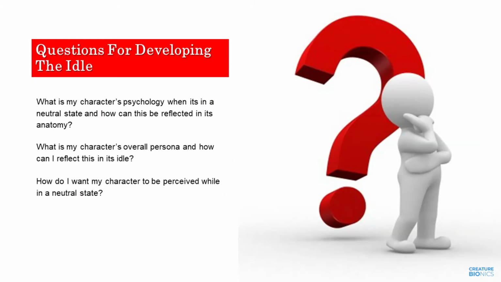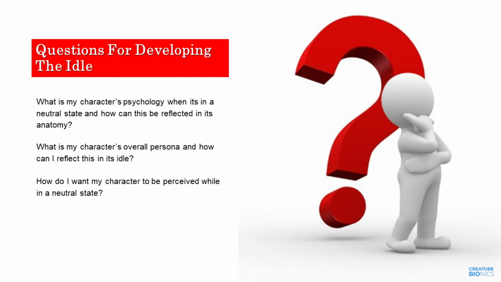A couple of questions for your idol. What is my character's psychology when it's in a neutral state, and how can this be reflected in their anatomy? What is my character's overall persona, and how can I reflect this in its idol? How do I want my character to be perceived while in a neutral state? Again, just questions to ask yourself.